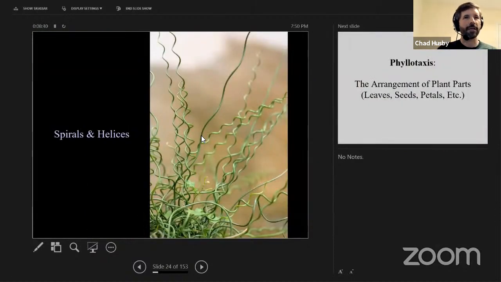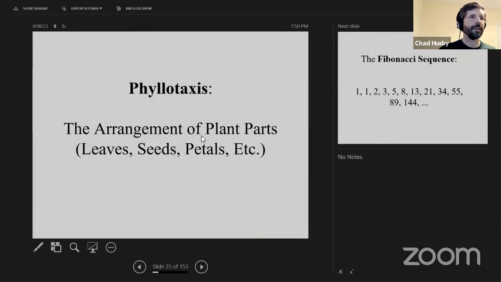And then another category of interesting patterns, mathematical patterns we see in plants, are spirals and helices. We'll talk a little bit about this later, but plants have some nice examples of those. But let's especially explore one of the most interesting and surprising aspects of mathematical patterns in plants, and that's how some famous numbers show up in plants all over the place, the Fibonacci sequence.